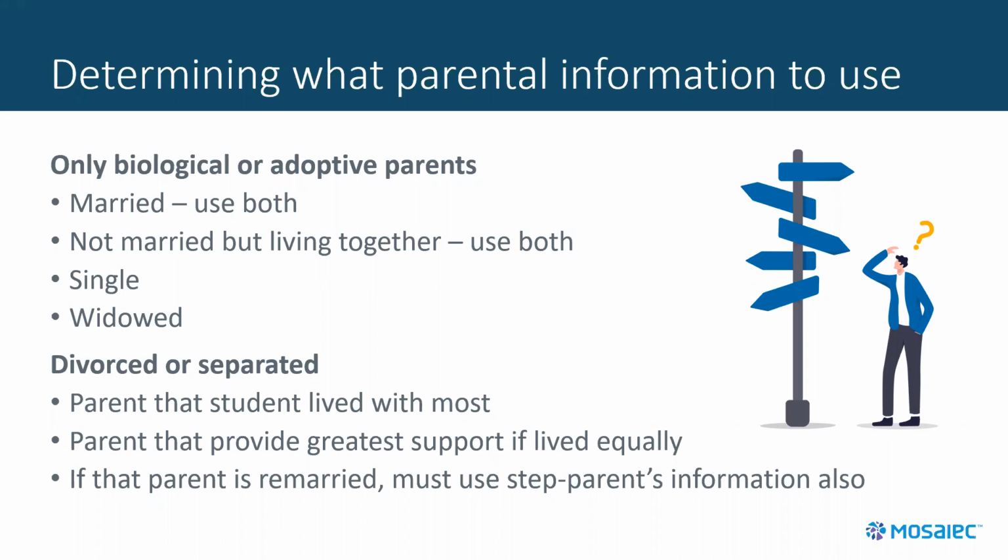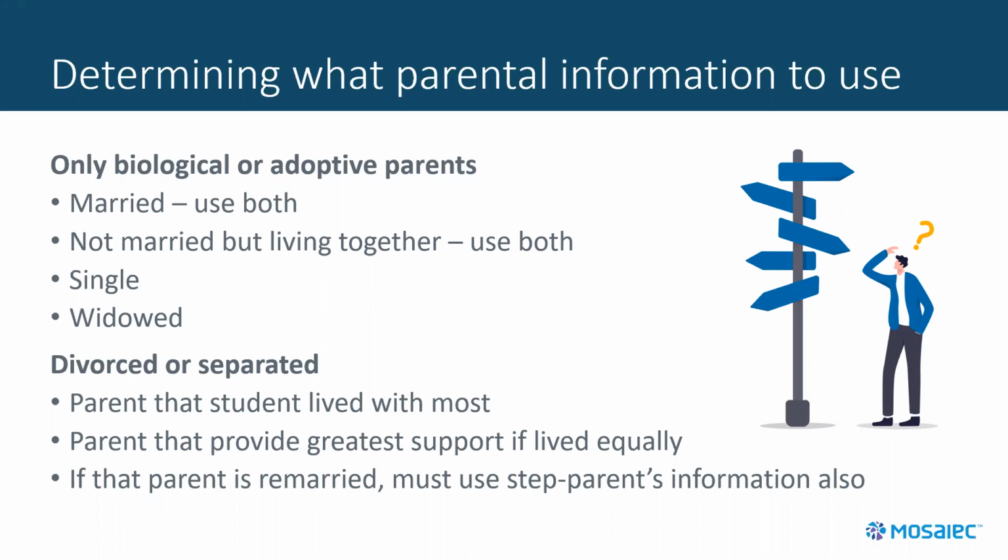If they are not married but living together, you would also use both. If your parent is single or widowed, of course, you would only provide that one piece of information for that particular parent. Now, if your parents are divorced or separated, then you would provide the information for the parent that you lived with the most in the prior 12 months before filling out the FAFSA form.